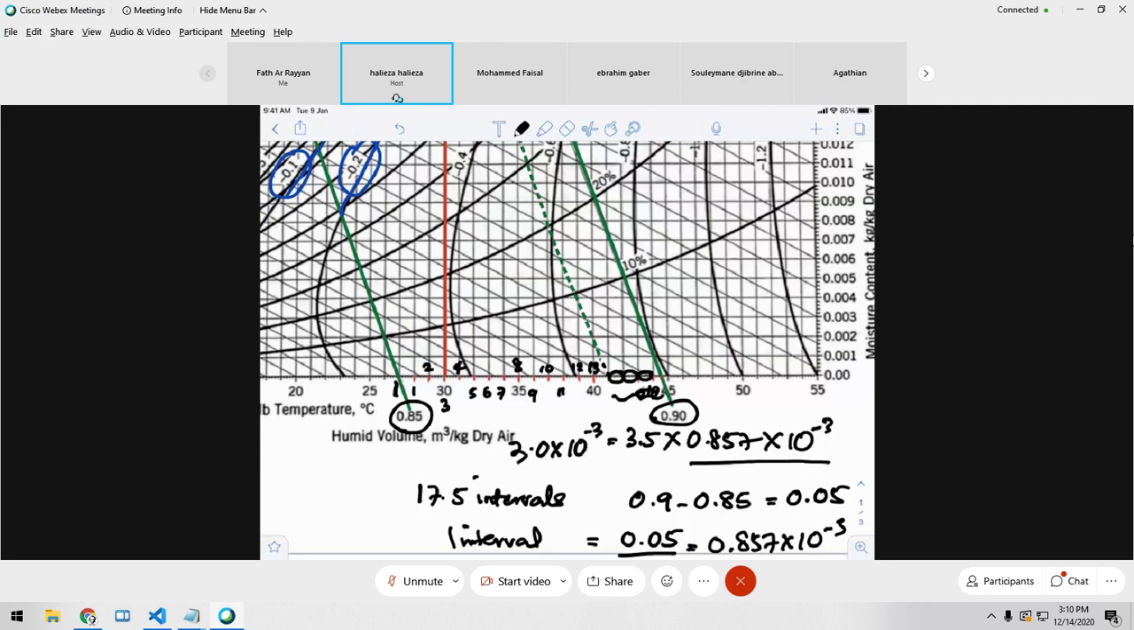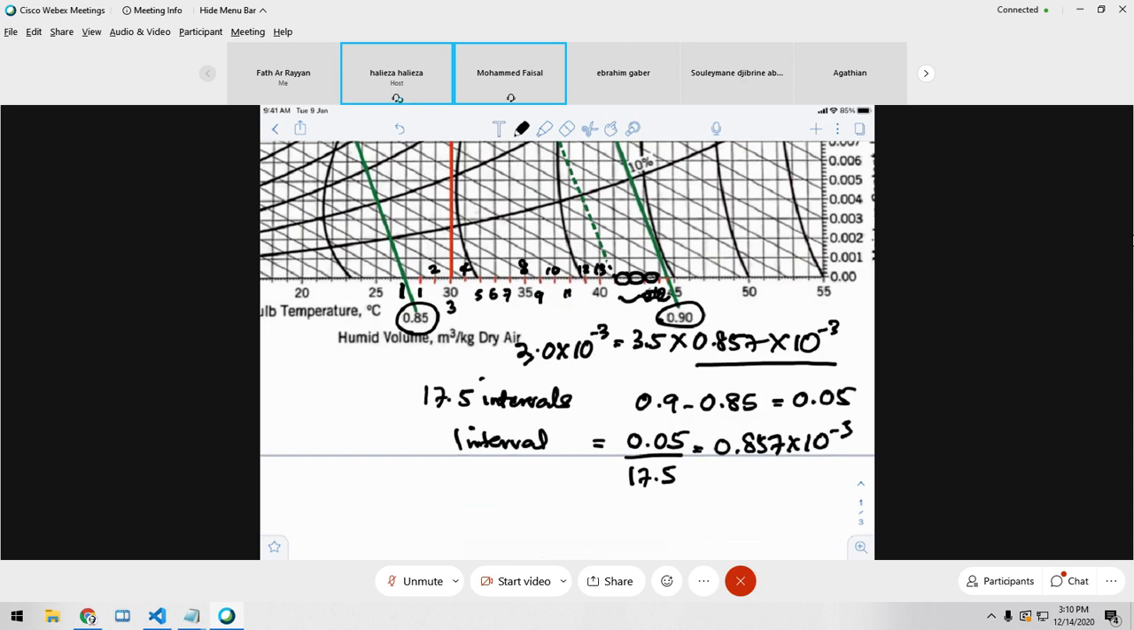Doctor, it's 0.05 over 17.5, right? I got 2.857. How did I, hold on. What interval? How come I got it wrong?